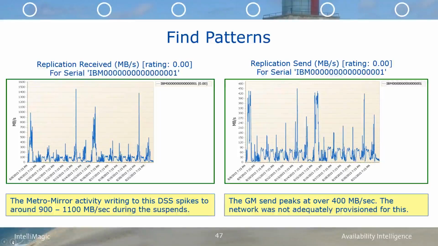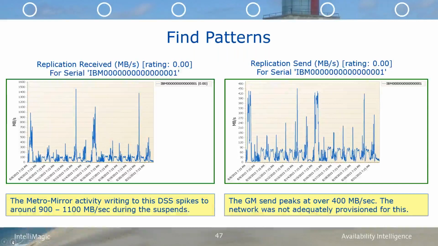Okay, so we looked at it from a different point of view. We looked at how much data, replication data, was going into that particular storage box, and how much data was being sent. And that's where we saw an imbalance. We saw that the Metro mirror activity writing to the disk storage system spikes to around 900 to 1100 megabytes per second, and that's happening during the suspense. But the global mirror send from that storage box to its tertiary is only running at 400 megabytes per second.